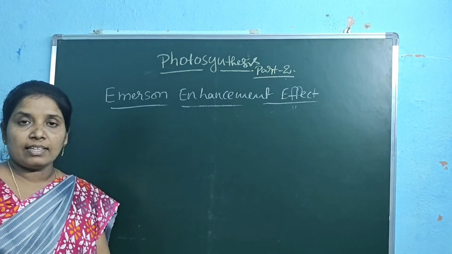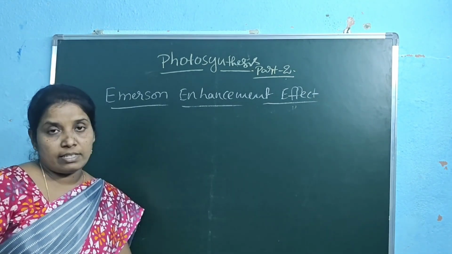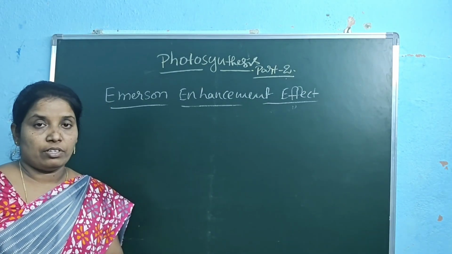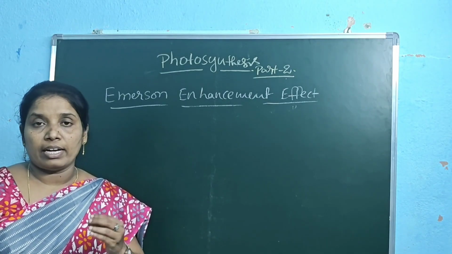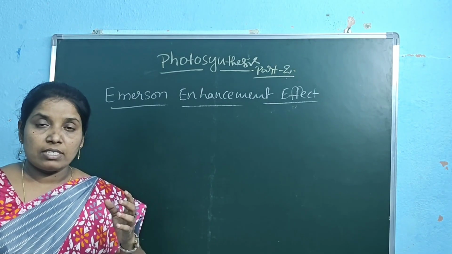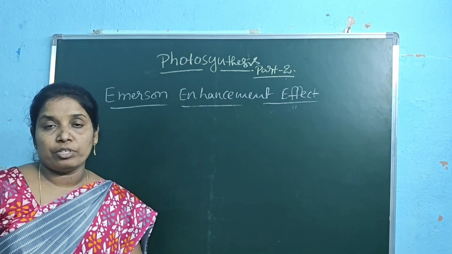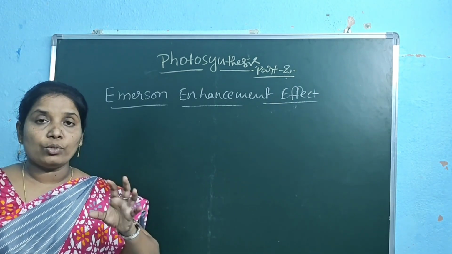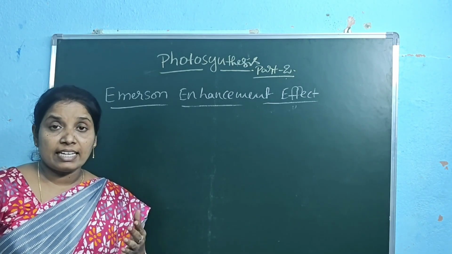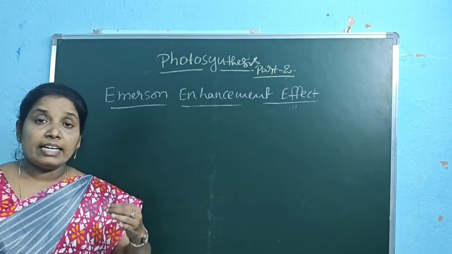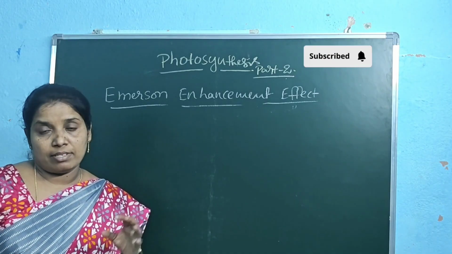Okay. Let's see the next important topic, that is Emerson Enhancement effect. So let's see what is Emerson Enhancement effect. Emerson Enhancement effect is nothing but when red light and far red light, red light ranges about 680 nanometers, whereas far red light ranges 700 nanometers, when they are given together to a photosynthesizing plant, the rate of photosynthesis is higher than the sum of their individual effects. Okay, so that was proved by Emerson.